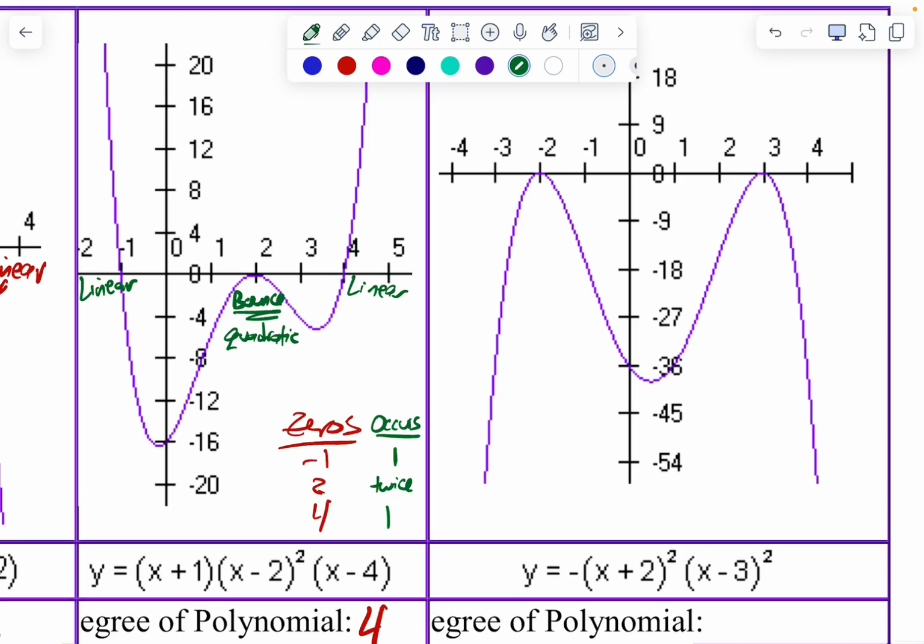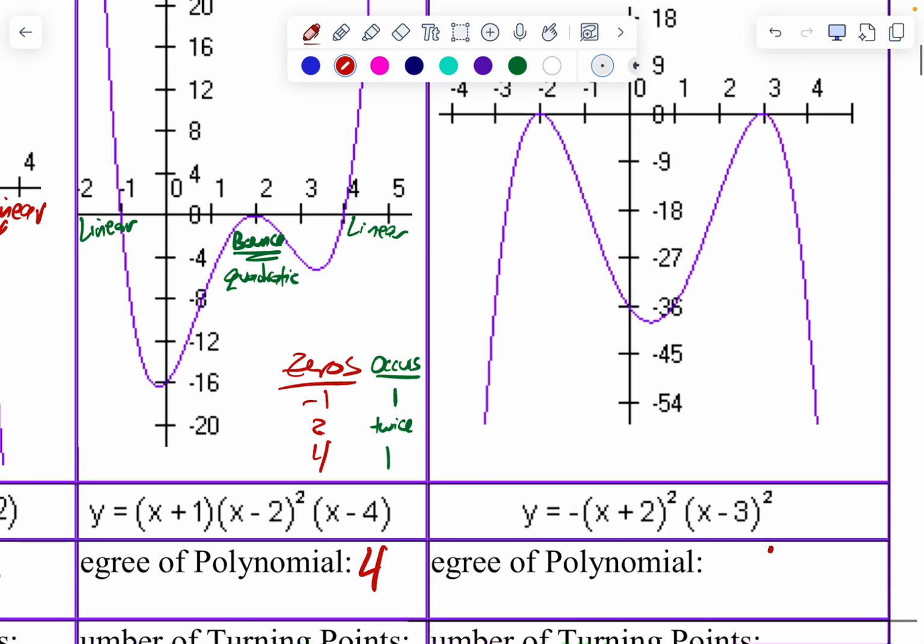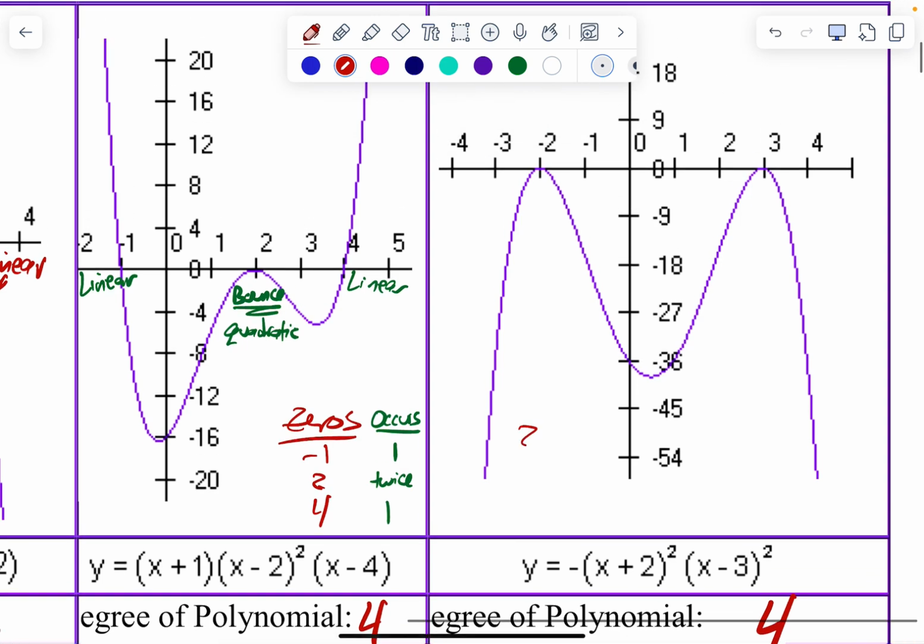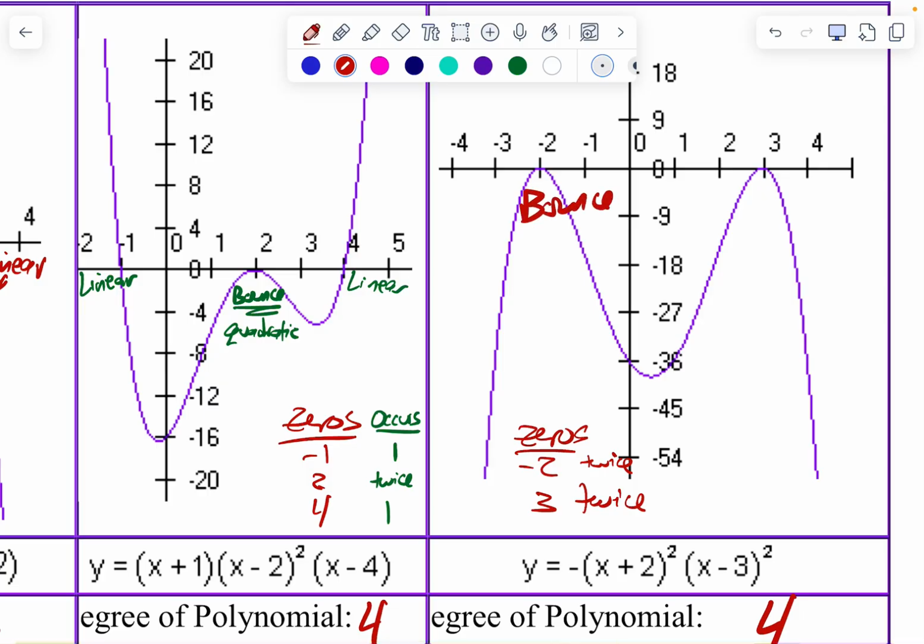What's the degree of this one? Also 4th, right? We have 2 x squareds. So this would be a 4th degree polynomial. Okay, what are the zeros first? -2 and 3, and they both occur twice, and they both bounce, and they don't cross, right? So 2 things: they don't cross, and they bounce off.